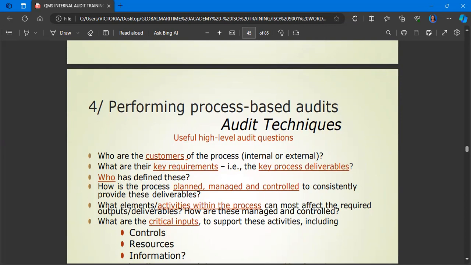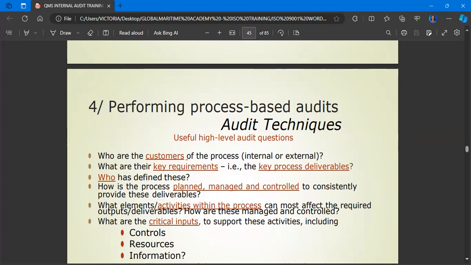This is a tip. You start after the introduction. Good morning. My name is Victoria Aswenime. I'm here to conduct an internal audit of Global Maritime Academy. Can I meet you, sir? Can I meet you, ma'am? And the person will introduce him or herself. By the time the person has introduced him or herself, his name is this, this is his designation.